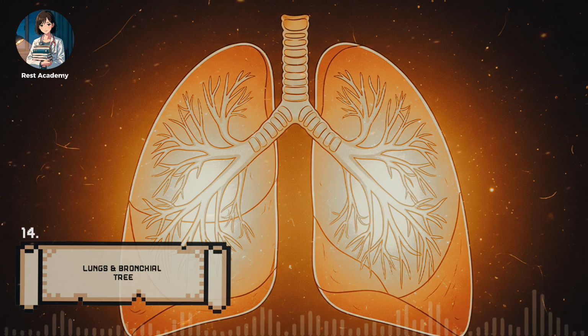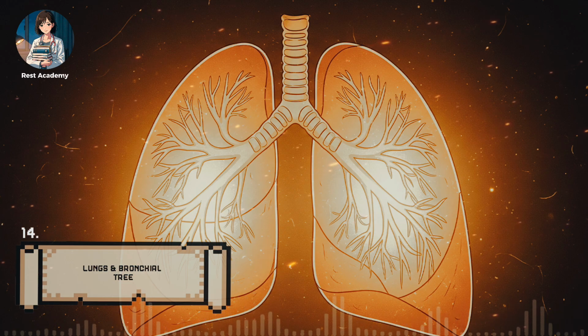The lungs occupy the pleural cavities, right and left, separated by the mediastinum. The right lung has 3 lobes, superior, middle, and inferior, divided by horizontal and oblique fissures. The left lung has 2 lobes, superior and inferior, divided by an oblique fissure with a lingula projecting like a tongue over the heart.